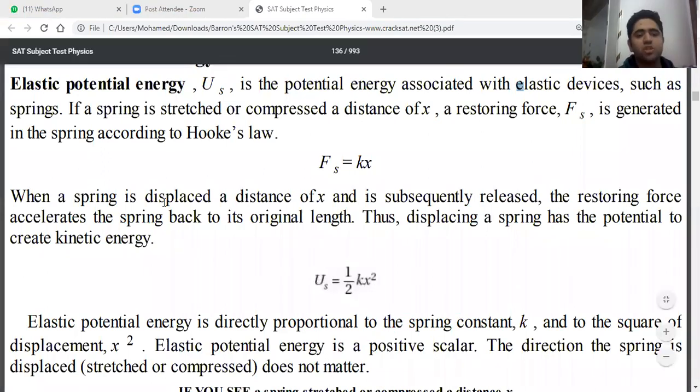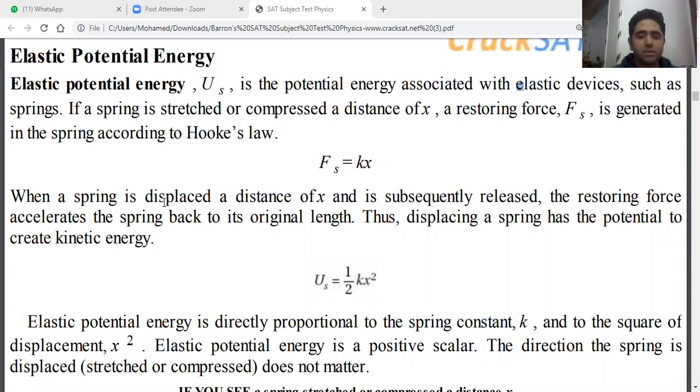So when a spring is displaced a distance of x and is subsequently released, the restoring force accelerates the spring back to its original length, right? I'm moving the spring. The spring wants to return back to its original position. So when I release my hand, the spring will return back to its original position. So how did it do that?